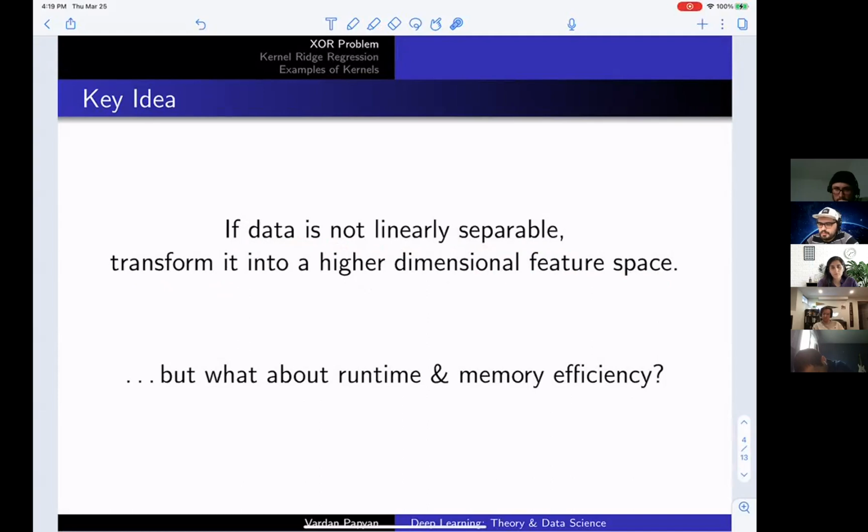Now, at this point, you might be worried that if we're transforming our data to some high dimensional feature vector, then doesn't that mean that our algorithm, whatever we're doing, the classification, is going to be very slow, very inefficient, right? Because if you work with high dimensional data, everything becomes more demanding in terms of runtime and memory. And it turns out that the runtime and memory efficiency is not actually a problem due to a trick.